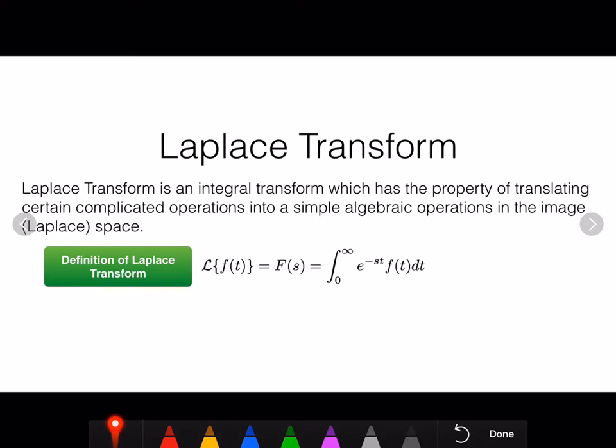So what does this actually mean? This is the integral transform. It makes complicated operations become simpler by using the Laplace transform from the t domain to the s domain. This is the definition of the Laplace transform: the integral from 0 to infinity of e to the power negative st, f(t), dt. f(t) is based on the function that you have. Let's say this is t, then this one becomes t.